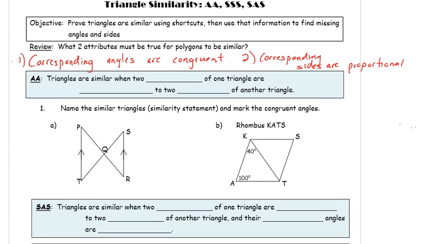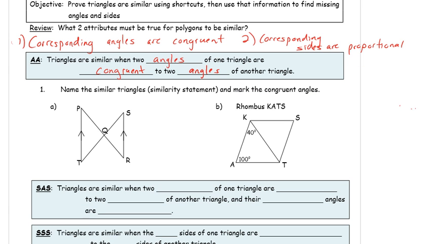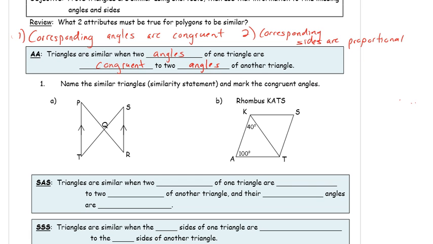So the first shortcut we're going to look at is angle angle. Triangles are similar when two angles of one triangle are congruent to two angles of another triangle. So, look at a couple of examples. Name the similar triangles and mark their congruent angles.